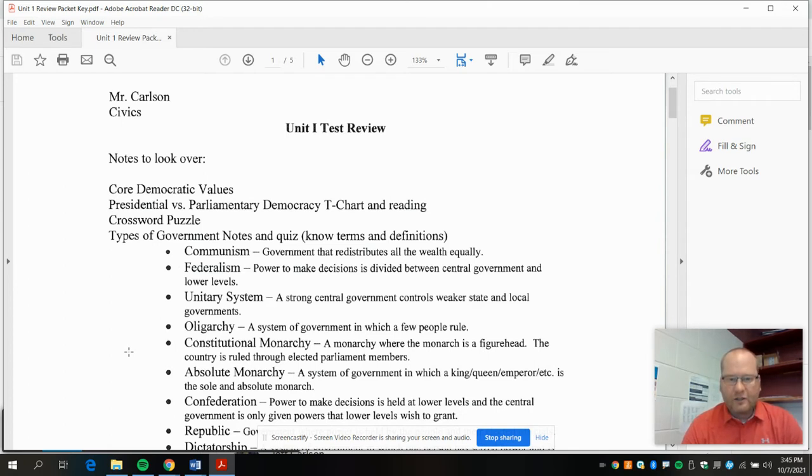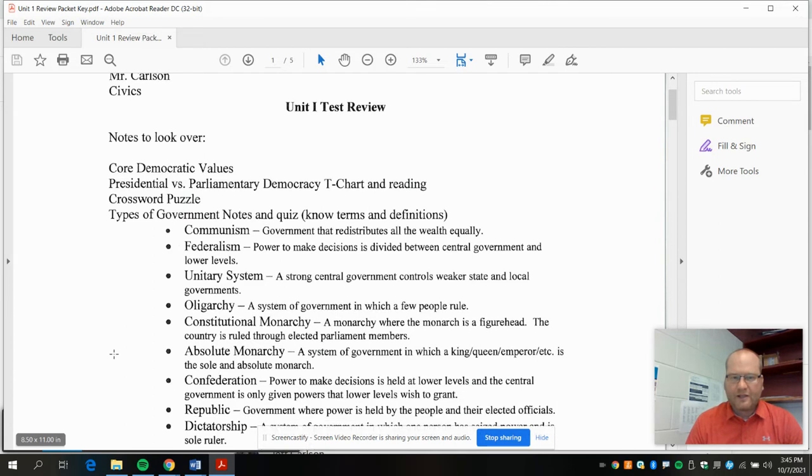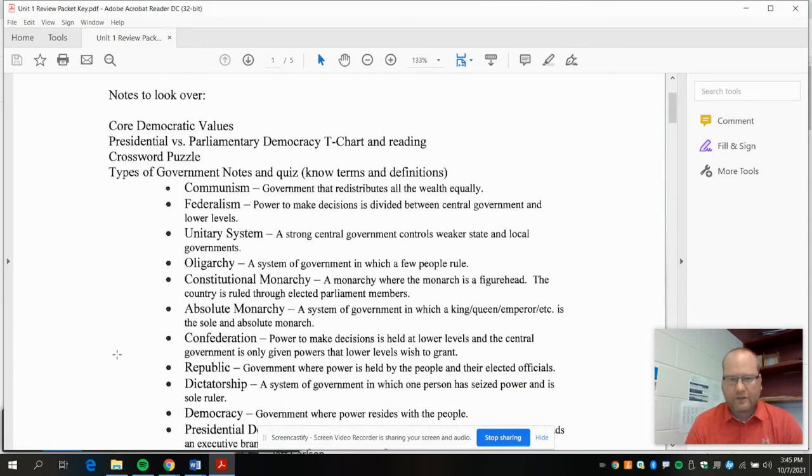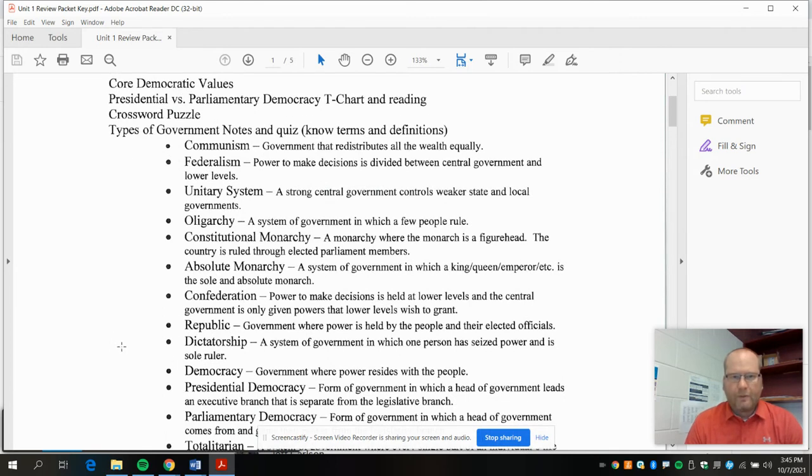A confederation, that is where the power to make decisions, so laws, rules, regulations, is held at lower levels, and the central government is only given powers that lower levels wish to grant them. Republic, that's a government where power is held by the people and their elected officials. Like we've said, we've got a republic here in the United States. If you look back up at the top, we've also got a federalism system. Then dictatorship, a system of government in which one person has seized power and is the sole ruler.